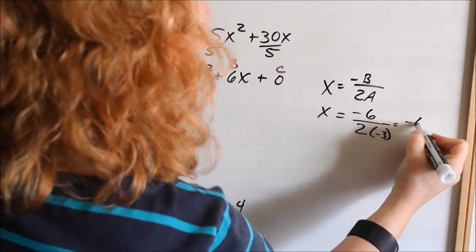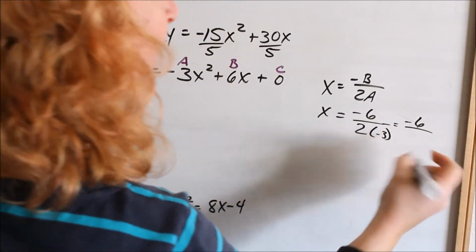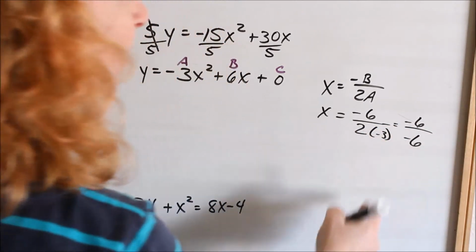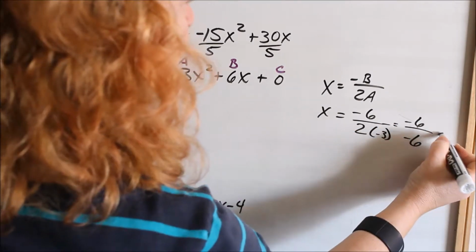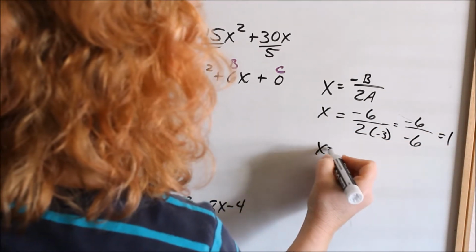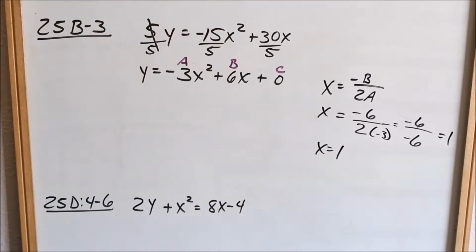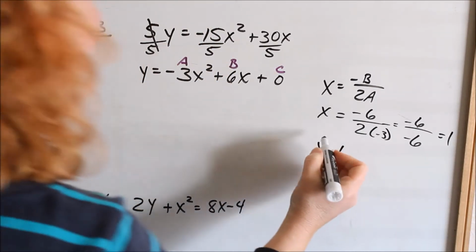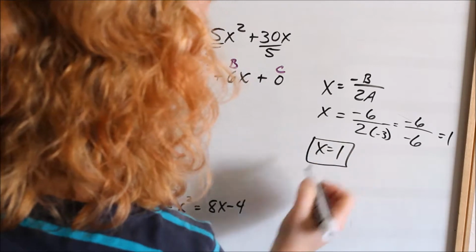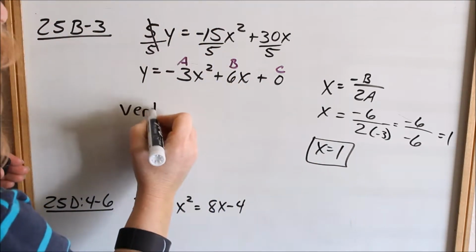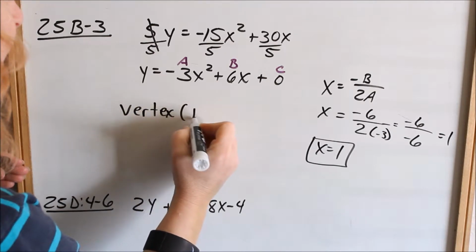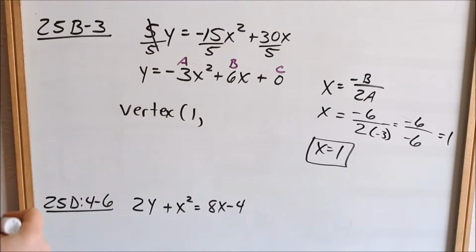So that is a -6 over 2 times -3, -6. A negative divided by negative is a positive. 6 divided by 6 is 1, so x equals 1. So that is my axis of symmetry. It also is the x-coordinate of my vertex. So I know that my vertex, the x-coordinate is 1, but I've got to determine my y-coordinate.